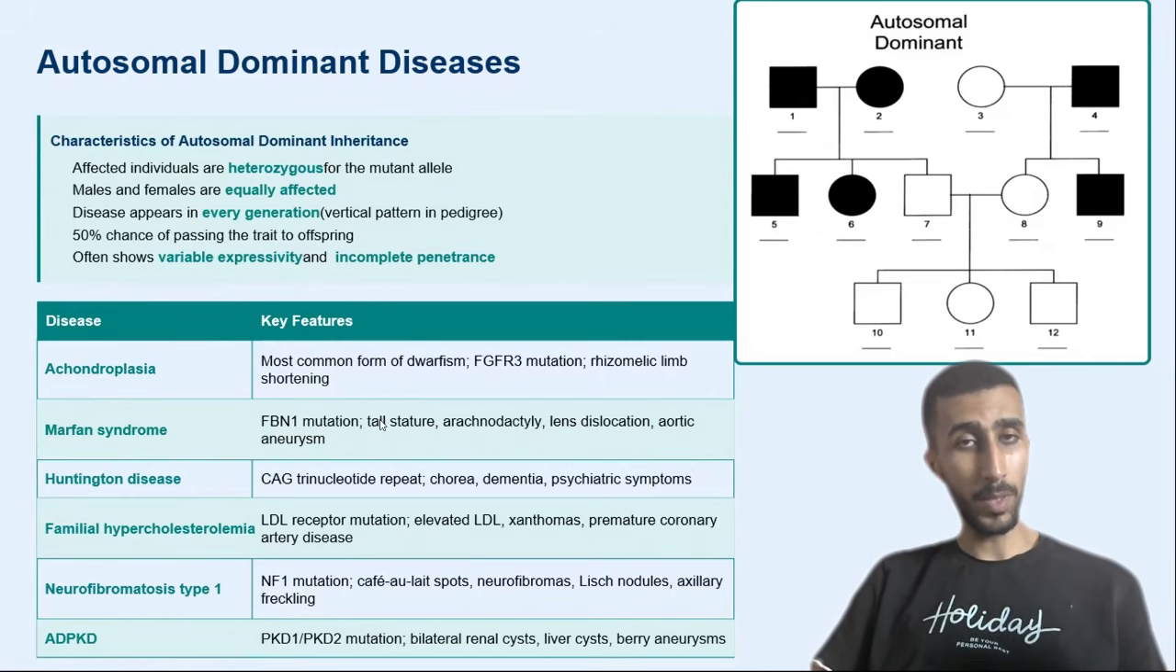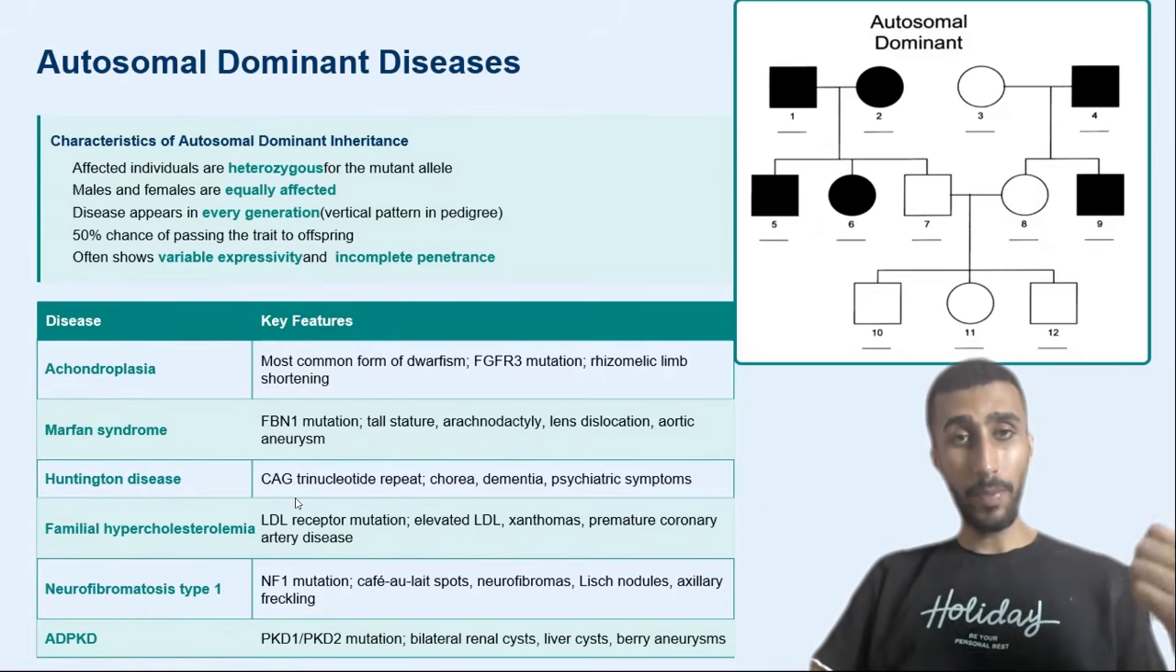And of course there is tall stature. So Marfan people have tall stature and arachnodactyly, which means elongation of toes and fingers. So this is elongation of body parts plus weakening of connective tissue, lens dislocation, and aortic aneurysm.